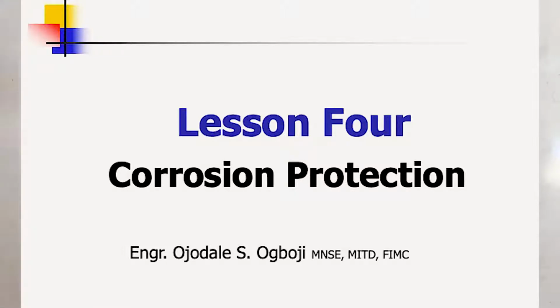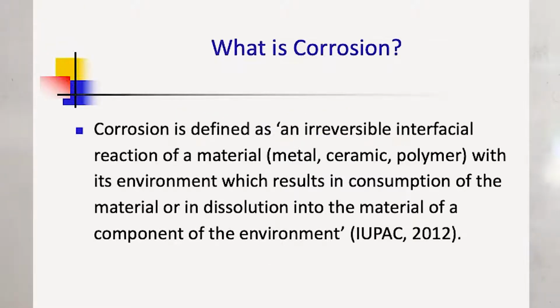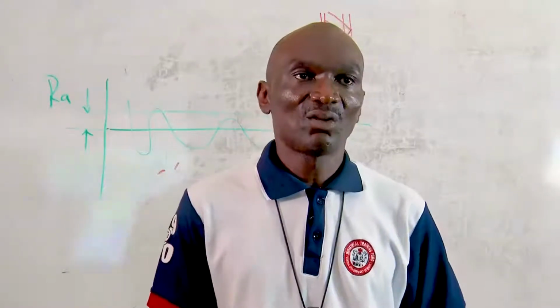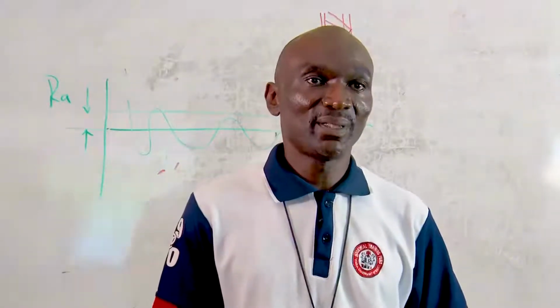I want to start with a definition of corrosion. According to the International Union of Pure and Applied Chemistry in 2012, corrosion can be defined as an irreversible interfacial reaction of a material, which could be metal, ceramic, or polymer, with its environment, which results in consumption of the material or in the dissolution of the material of a component of the environment.